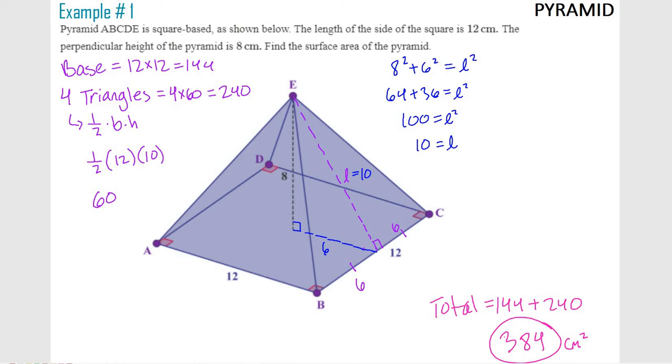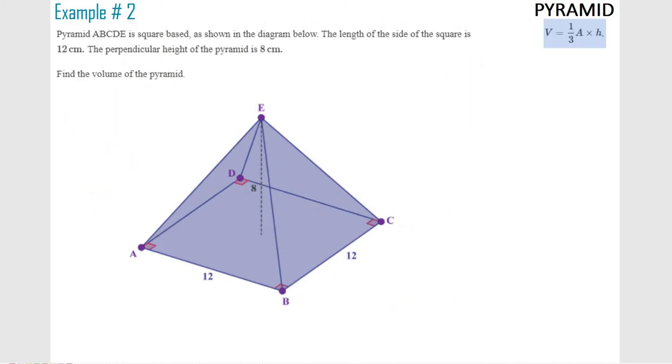Let's keep it going. Example 2. So here is our pyramid. The volume of any shape is always base times height, right? The perpendicular height. But when you have pyramids or cones or anything that comes to a point, you don't have 2 bases anymore, you have it coming to a point, you just do 1/3 base times height. And this is area of the base. Okay. So here we've got the same pyramid as before, but now we want to find the volume.